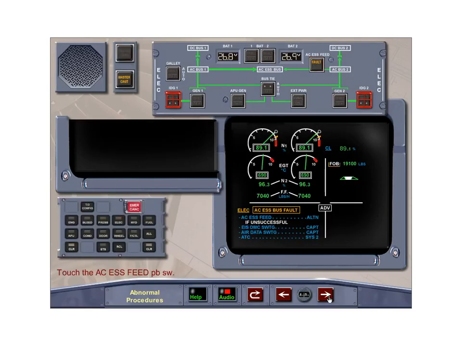A failure of the normal power supply to the AC Essential bus will cause the AC Essential fault to be triggered. The upper ECAM display is lost due to no power supply, which causes its display to be automatically transferred to the lower ECAM. The first ECAM action is to select the AC Essential Feed push-button switch to alternate to try and restore power from AC Bus 2. Touch the AC Essential Feed push-button switch to transfer electrical supply to AC Bus 2.